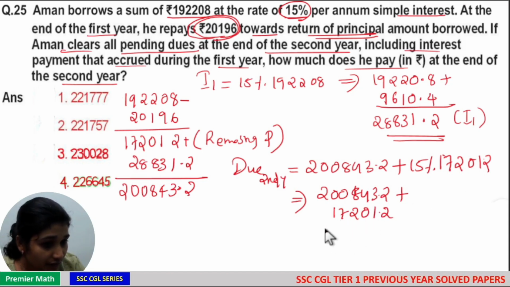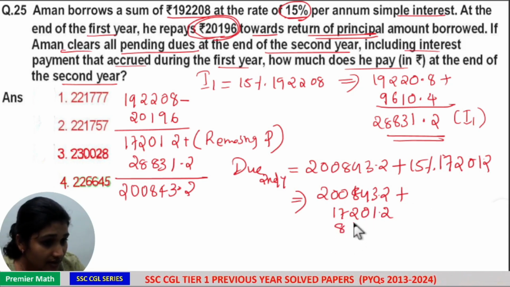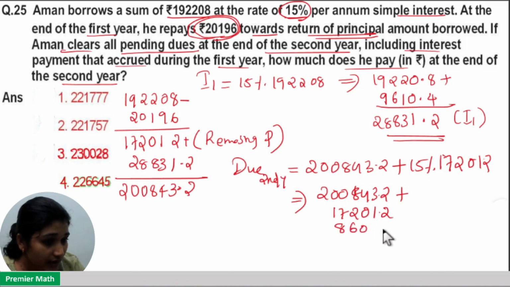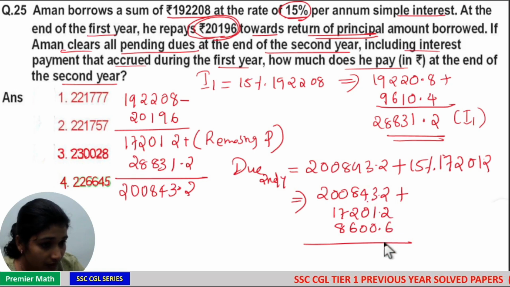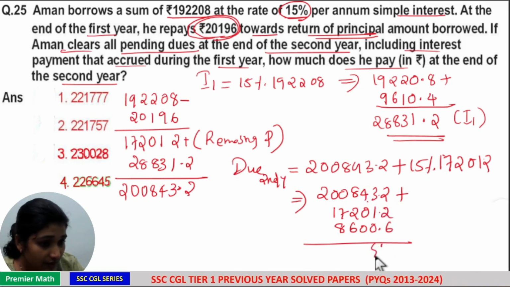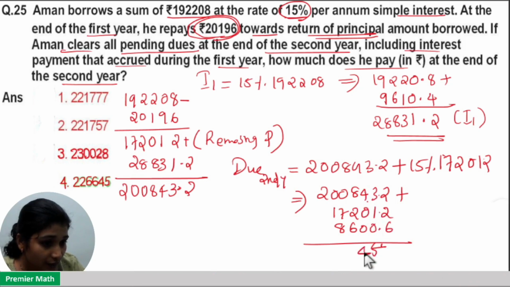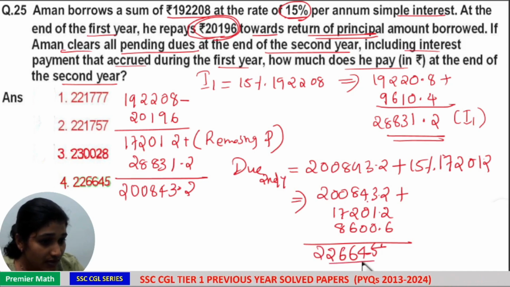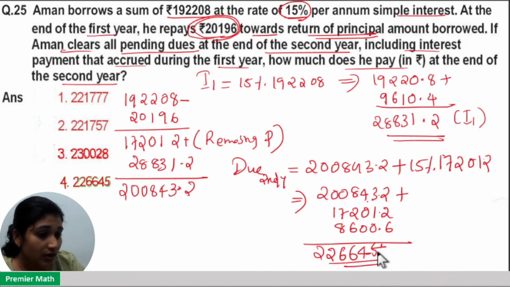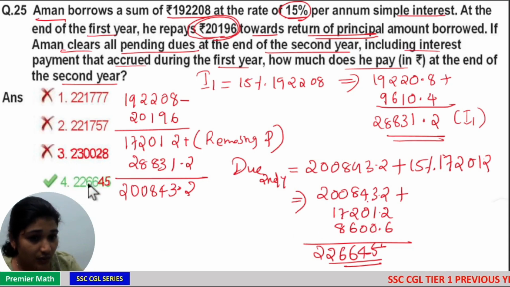So take the half of this. Now, if you add, this will be equal to 226,645. That is the total amount Aman has to pay at the end of second year. If you look at it, option 4 is your right answer, 2,26,645.